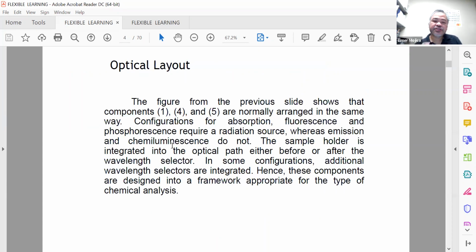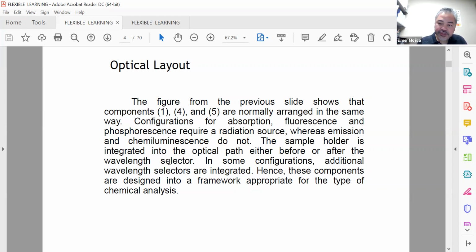If we look at the figure from the previous slide, you will see that 1, 4, and 5 are usually the same throughout the different spectroscopic methods. The configurations for absorption, fluorescence, and phosphorescence require a radiation source, whereas emission and chemiluminescence do not. The sample holder is integrated in the optical path either before or after the wavelength selector. In some configurations, additional wavelength selectors are integrated. Hence, these components are designed into a framework appropriate for the type of chemical analysis.